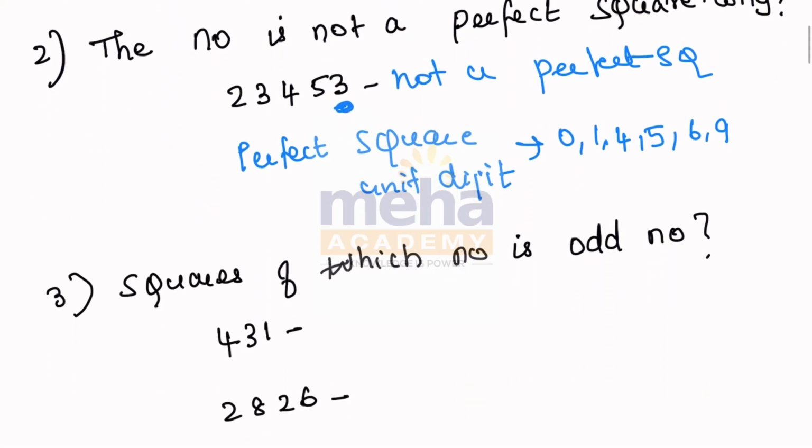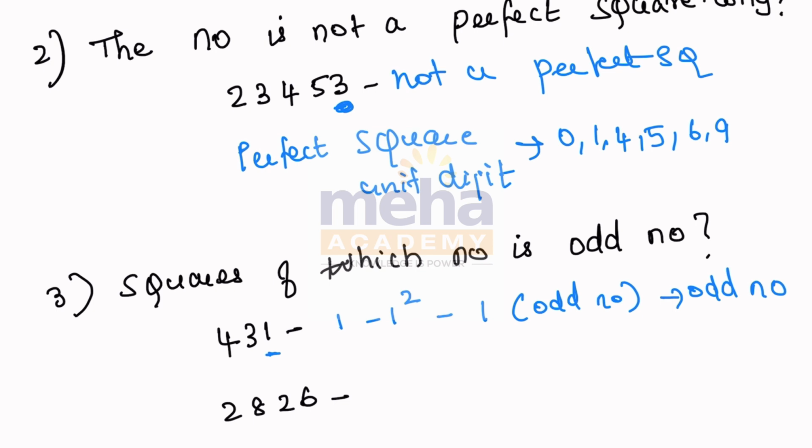Next question. Squares of which number is an odd number? First we take the unit place and we square it. When we square it, I get an odd number. The square number is an odd number. So the square of this number is an odd number.